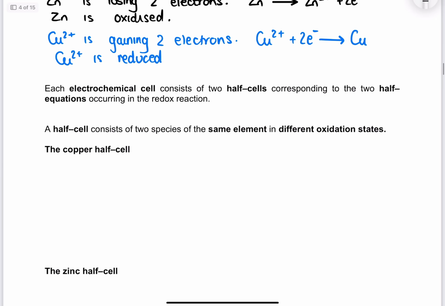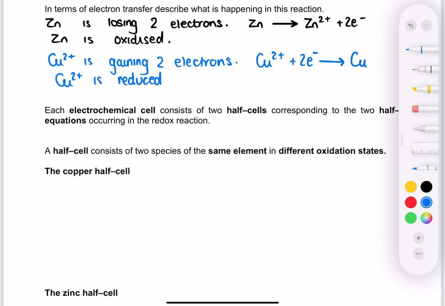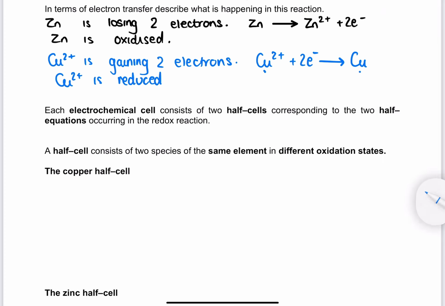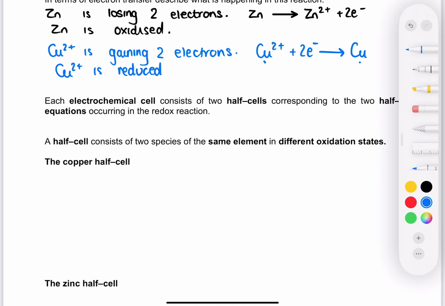Well, it shows us the 2 species, the before and the after, the reduced and the oxidized species of the same element. So the copper half cell is going to have, from this copper half equation, some copper 2 plus and some copper. It's the 2 species in their different oxidation states. So let's just highlight: same element in different oxidation states.